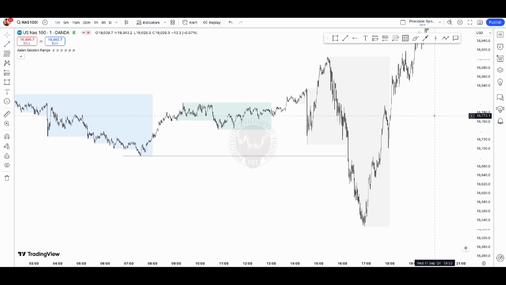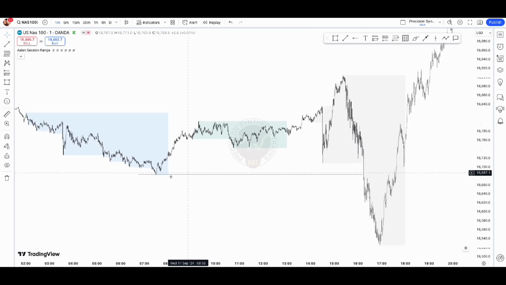Alright, so here we are on the 1 minute. So let's look at the lows of the Asian range. New York started.